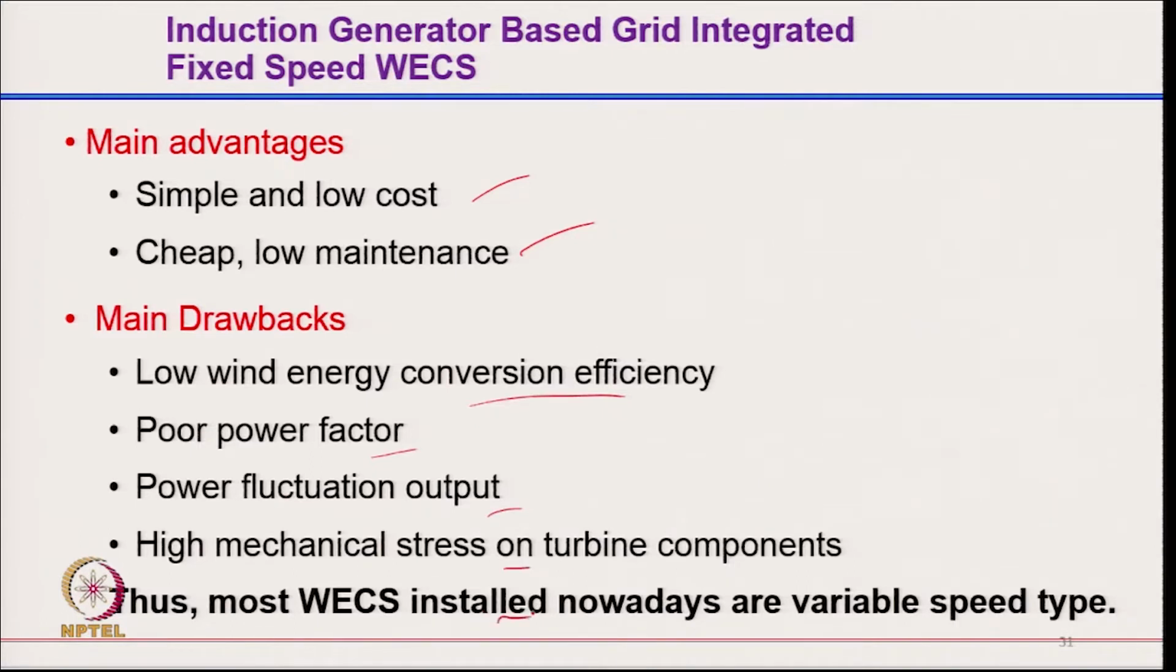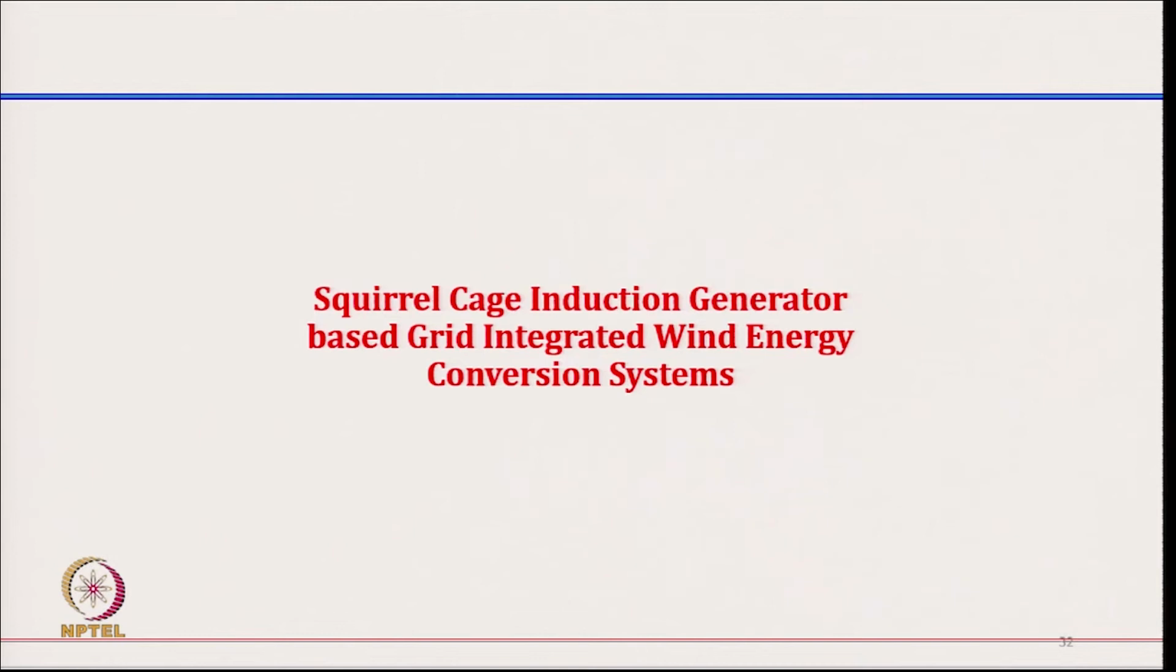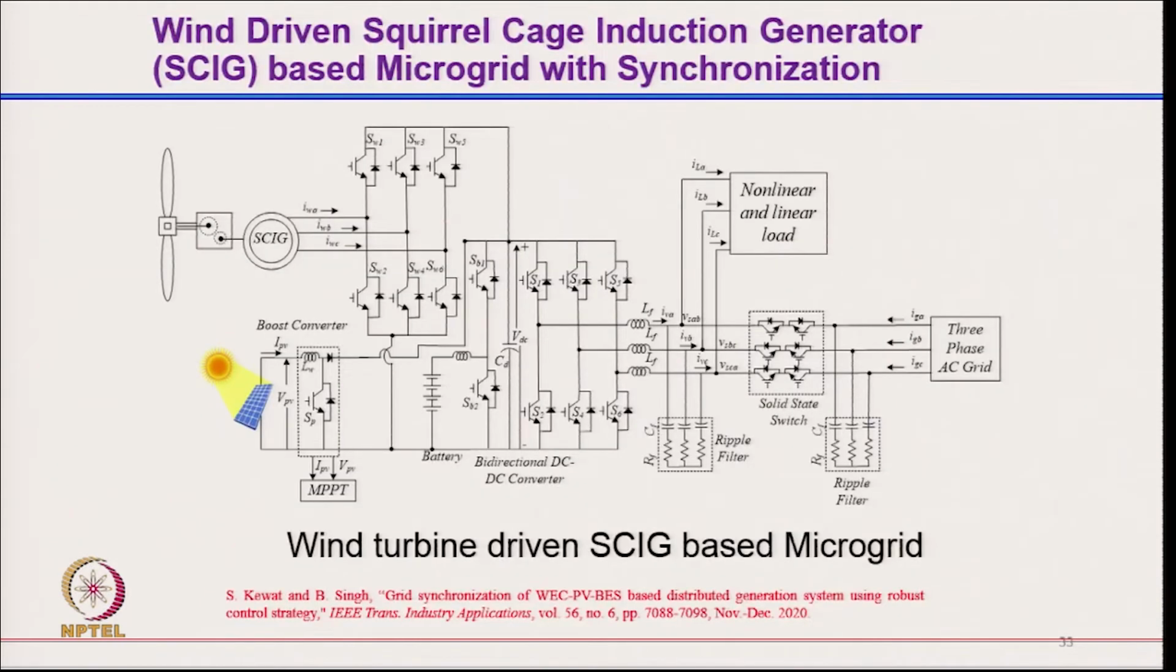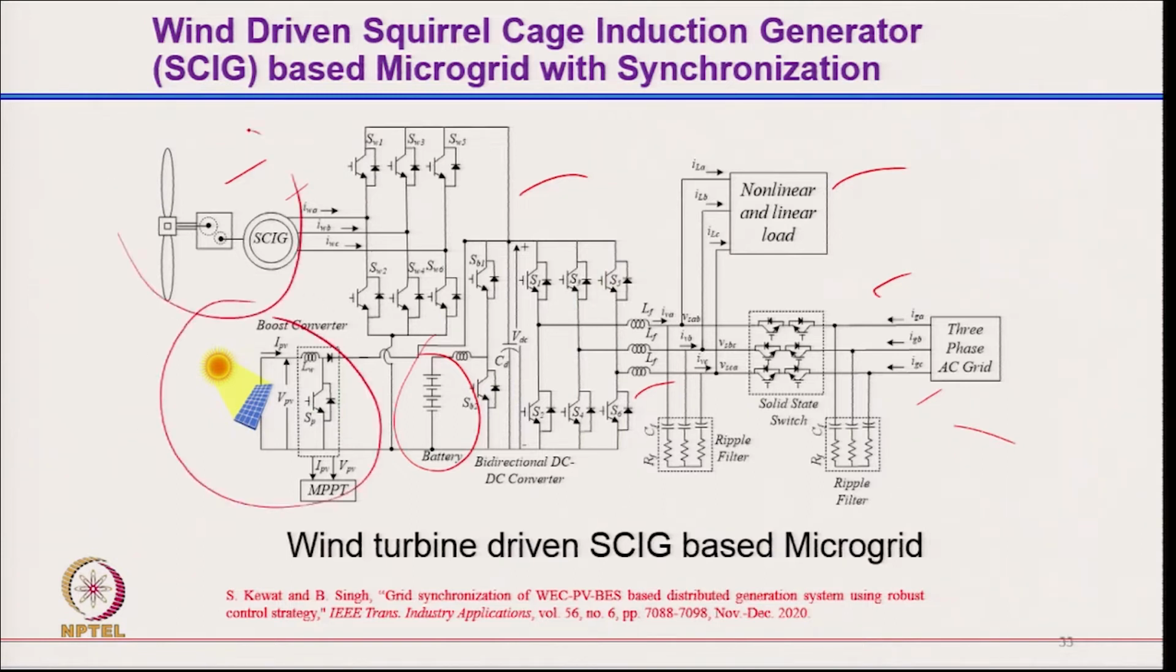Most installed nowadays are variable speed drives. Coming to the squirrel cage induction generator based grid integrated energy conversion system, typically we have the gear and one converter, and you can have another converter connected to the grid, and of course for a small unit you can connect a battery, and you can have a local load also here. So you can improve the power quality on the grid side, and moreover you can have a feature with islanding mode also to feed this local load, because the battery can take care of the power variation from the solar as well as from the wind.